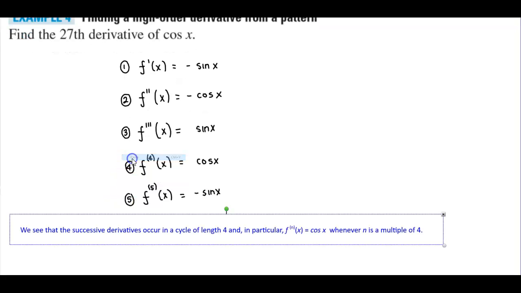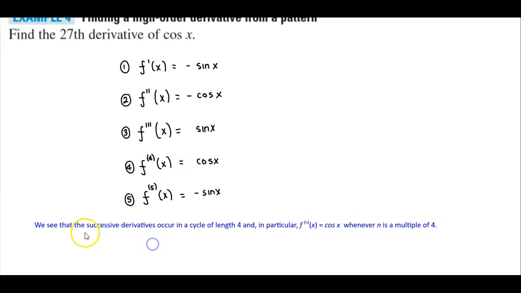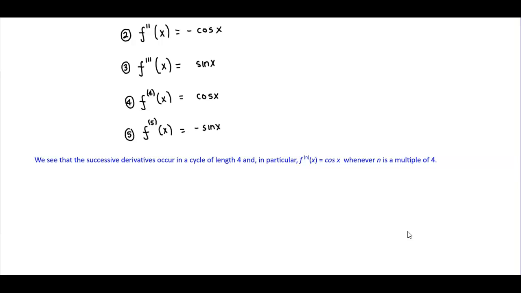So what that tells us here is that the successive derivatives occur in a cycle of length 4. And in particular, the nth derivative of x is equal to the cosine of x whenever n is a multiple of 4. So if we found the 24th derivative of x, we know that that's going to be the cosine of x from the fourth step up here.